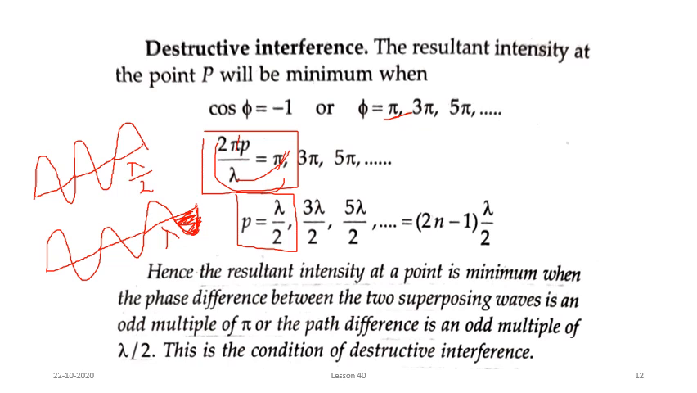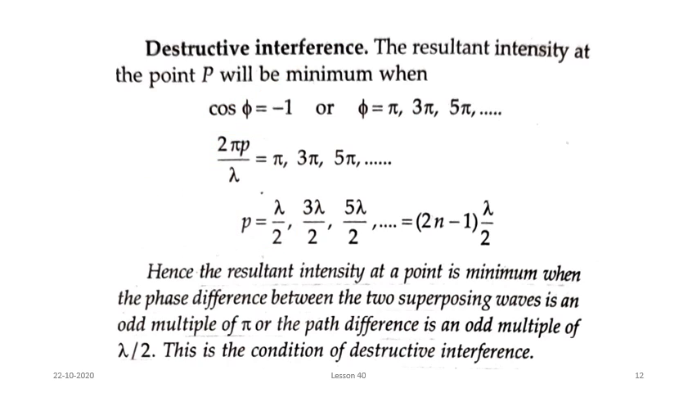Because of this extra phase, there is an extra path difference coming into the picture. And if there is an extra path difference coming into the picture, what happens? These two waves superpose each other and the resultant wave will be nothing. Therefore, you will obtain a dark fringe.